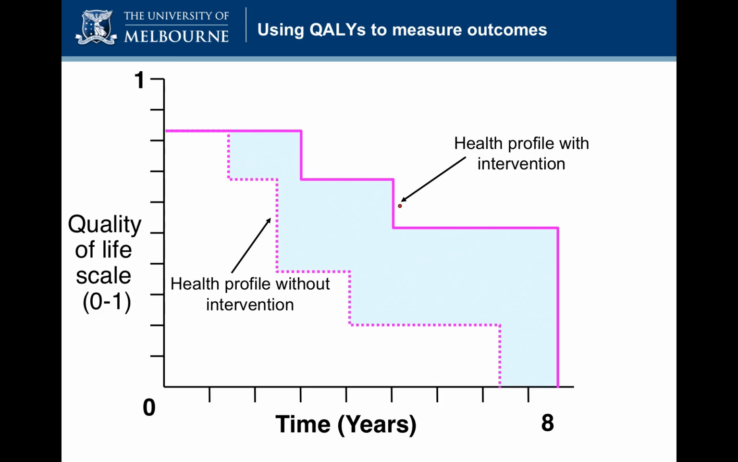And what we get here then potentially is, if we measure the area between these two profiles, we can call this the quality adjusted life years gained.